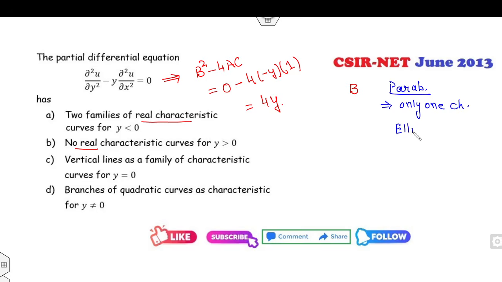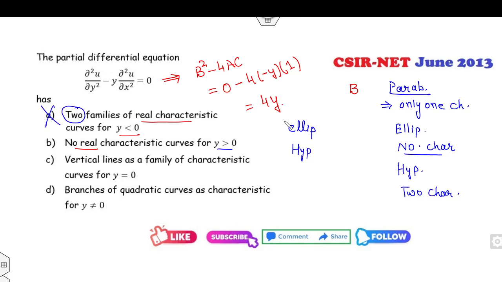If it is elliptic, then no characteristic curve. If it is hyperbolic, then we have two characteristic curves. Now look at that. When y is less than 0, this will be elliptic. Elliptic means no characteristic curve, but he said 2. When y is greater than or equal to 0, we call it hyperbolic because this number is positive. Hyperbolic means two characteristic curves. y equal to 0 means it's parabolic, so only one characteristic curve, correct.